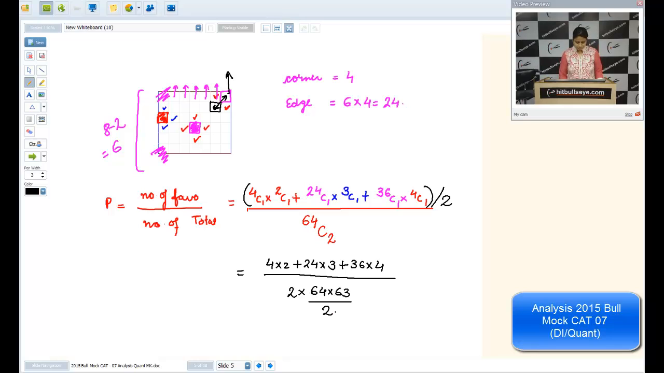Neha, please quote your problem. Why am I dividing it by 2? Is it your problem? The whole question, Neha, or any part? The numerator, okay. Yes, once again.